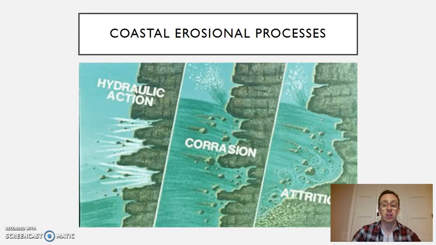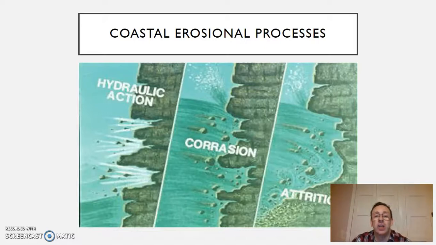We've got hydraulic action, corrosion, and attrition. Now, corrosion, attrition, it's exactly the same as how we've discussed them every other time. So corrosion, when we've got bits of material, bits of sediment that are grinding up against each other and cliffs, as it is in this image, and using that kind of sandpaper abrasive effect to wear themselves and each other down. Attrition is, again, rocks, pebbles, etc., being bounced off one another and off cliffs.